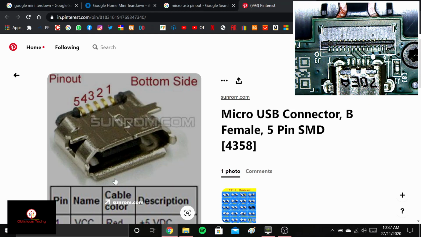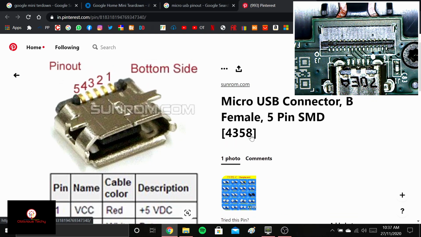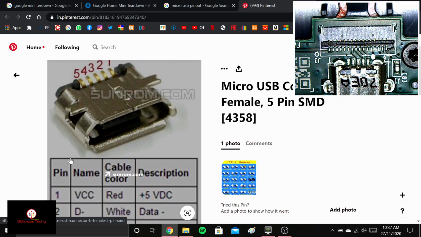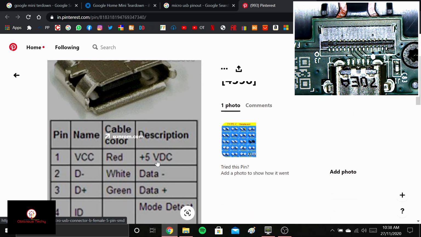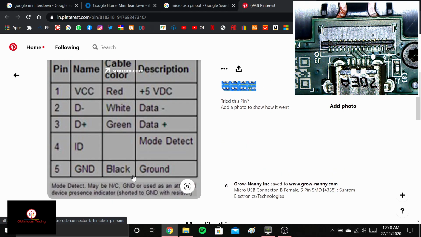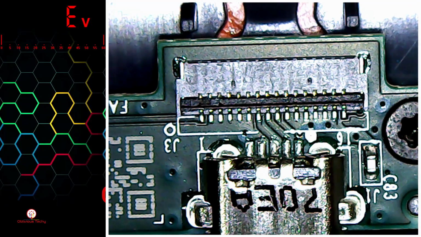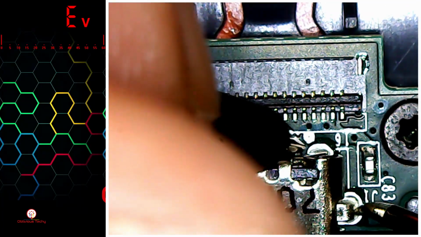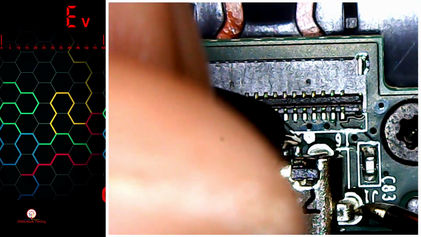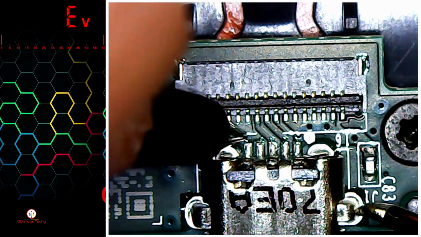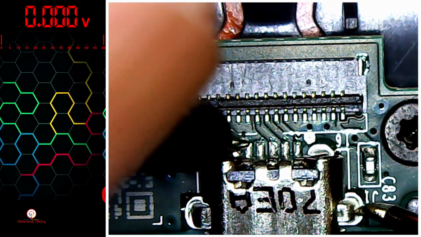Okay, if you take a look over here, there's a pinout. 1, 2, 3, 4, 5. 1 is the positive input and 5 is the ground. So the rightmost is the positive and the leftmost is the ground. So if we take a look here, rightmost should be positive, so we are not getting a read in there. Leftmost is ground, that's correct.